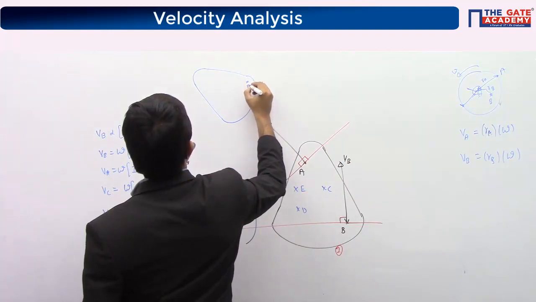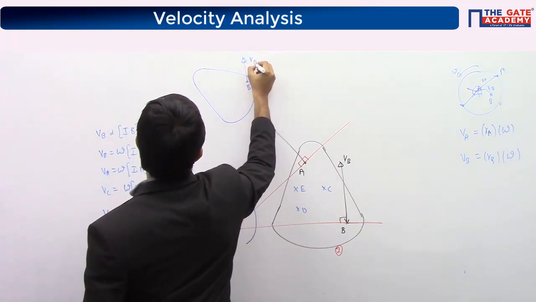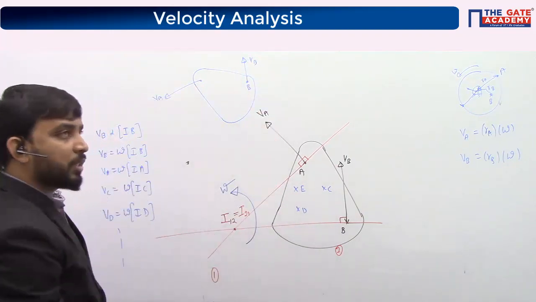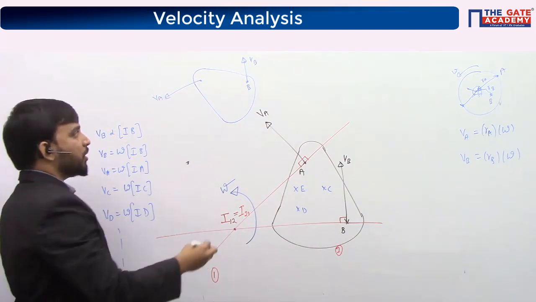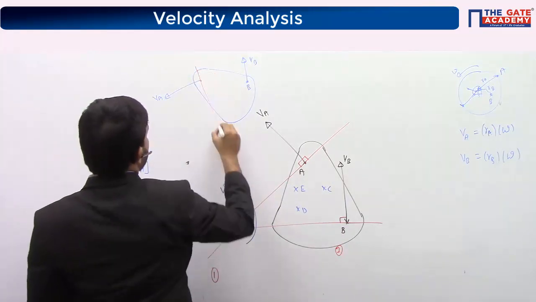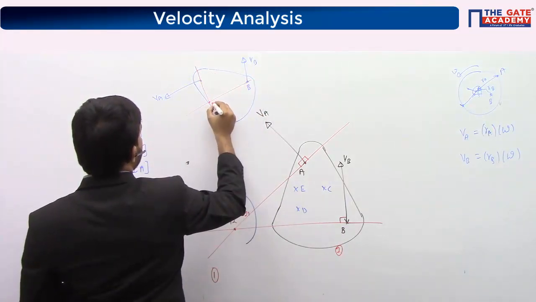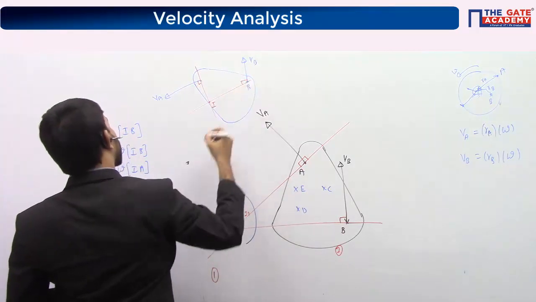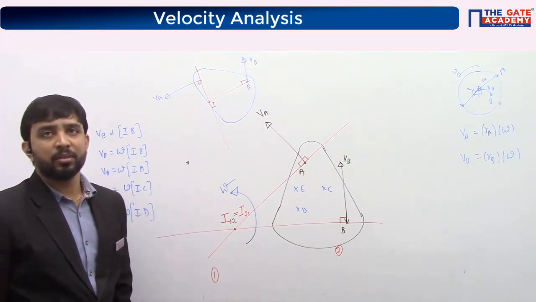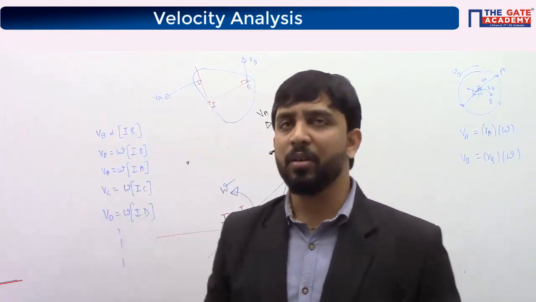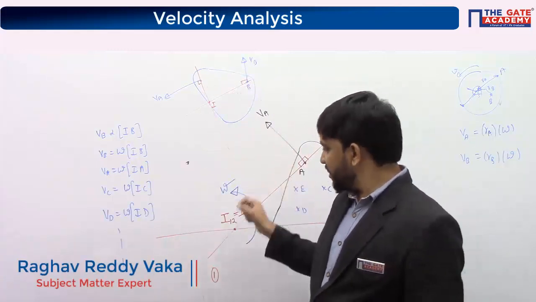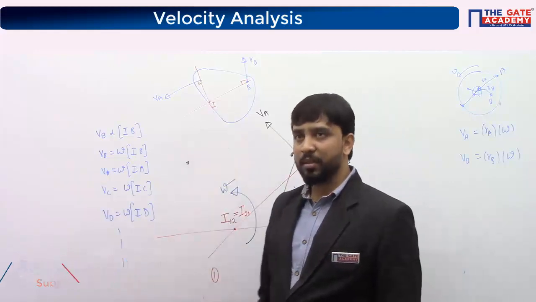This is B. So the velocity of B is in this direction, and the velocity of A is in this direction. After some time, this is the location of the body. If this is the location of the body after some time, again you draw perpendiculars to the velocity vectors. Wherever the perpendiculars meet, that is the I center. So at every instant, the I center will be changing its position. As the body changes its position, the location of the I center will also change. That's why we call it the instantaneous center, okay? At this instant, this is the center of rotation.